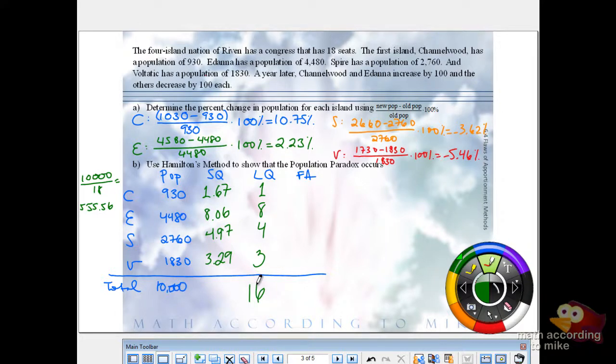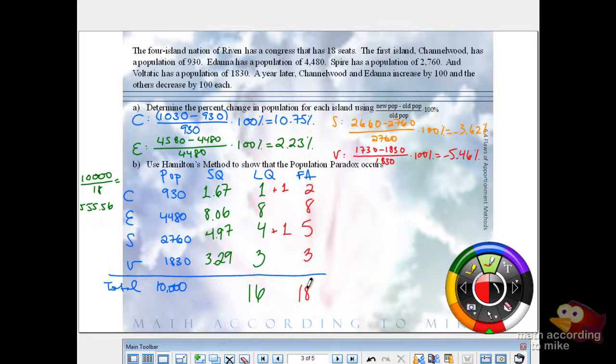So we have 2 more seats that have to be allocated. Hamilton says it goes to the largest decimal, then the second largest decimal. Who gets their first one? S ends up with 5, and then C ends up with 2. E and V stay the same, and we're at 18. Good?